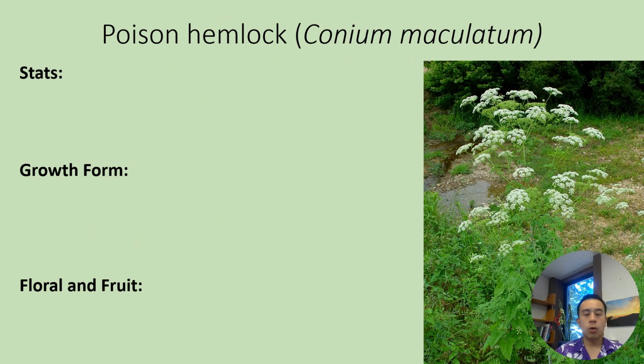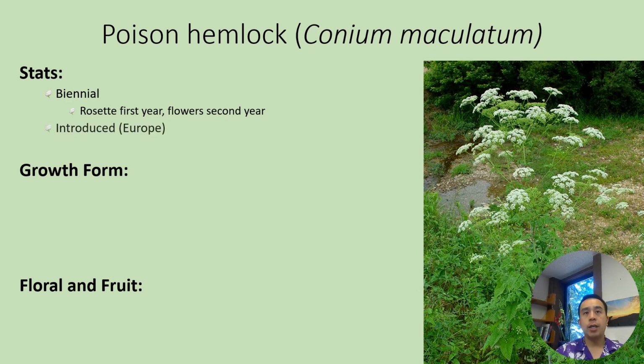So poison hemlock, or again, Conium maculatum, it's called maculatum because it has spots on the stem, and maculata, or macula, means spotted in Latin, and so that's why it's Conium maculatum. It's a biennial plant that essentially grows its rosettes in the first year and then flowers in the second year, and it's a non-native introduced plant from Europe.